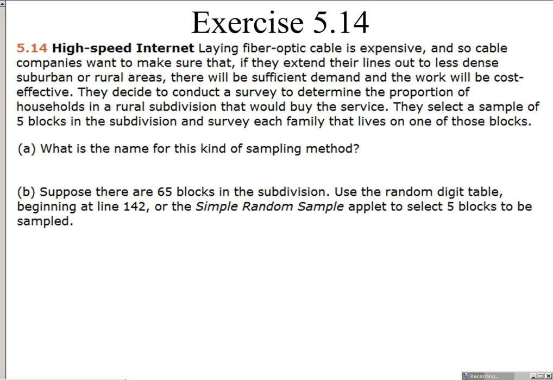Problem 14. Laying fiber optic cable is expensive. And so cable companies want to make sure that if they extend their lines out to less dense suburban and rural areas, there will be sufficient demand and the work will be cost effective. They decide to conduct a survey to determine the proportion of households in a rural subdivision that would buy the service. They select a sample of 5 blocks in the subdivision and survey each family that lives on one of those blocks. What is the name for this kind of sampling?